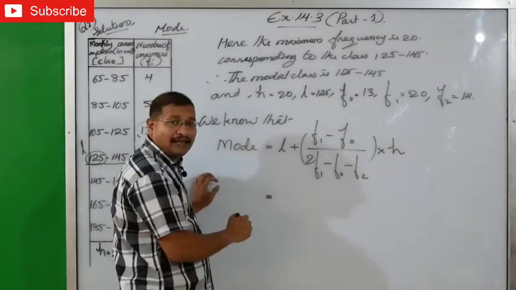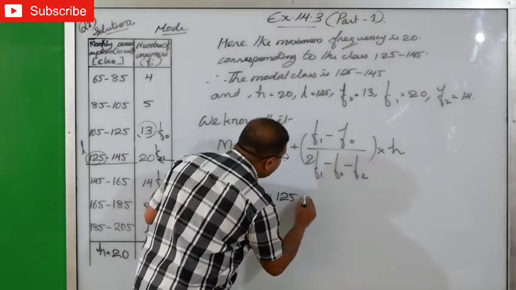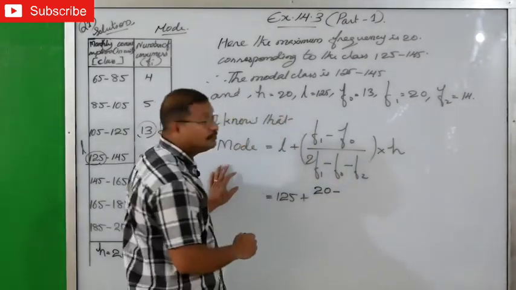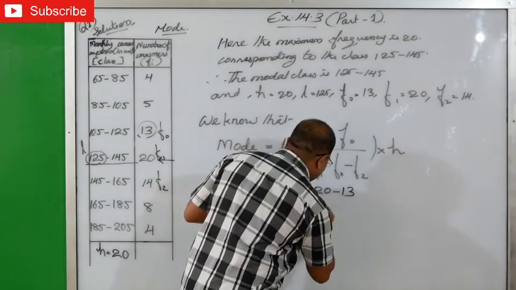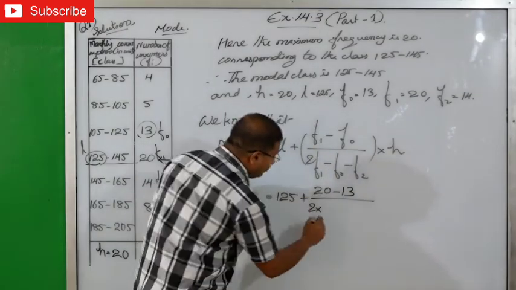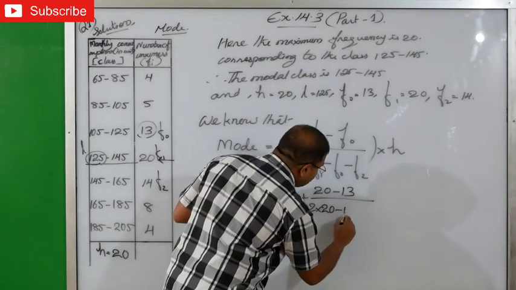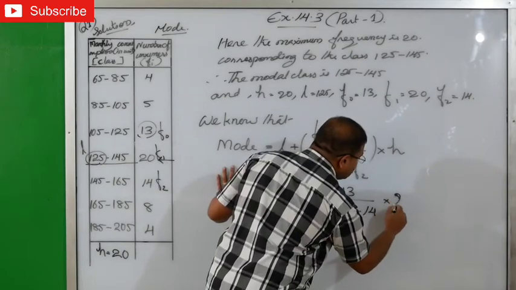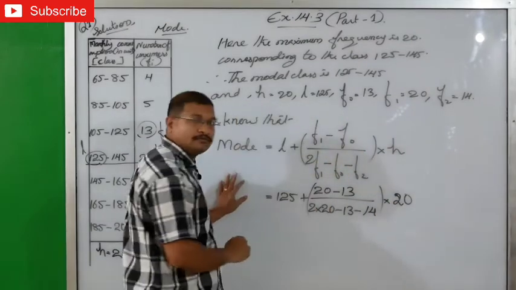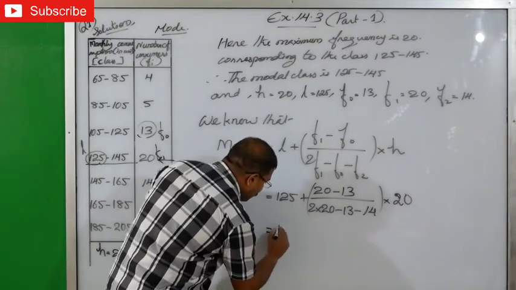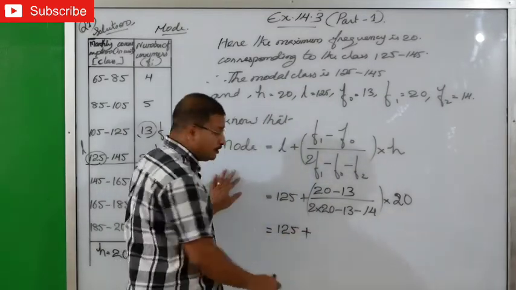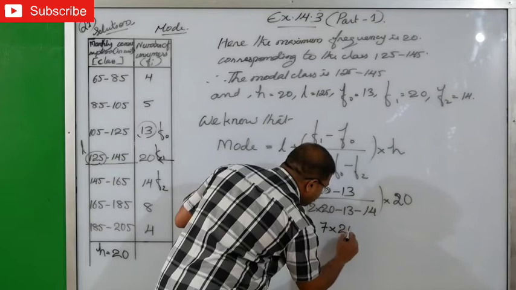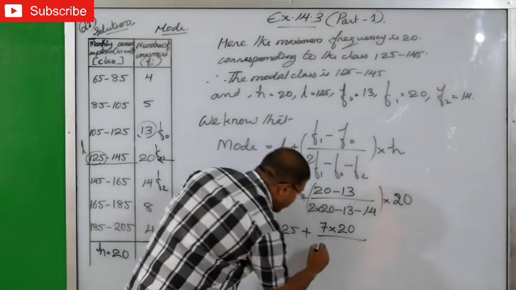Equals, what is the value of L? 125 plus, F1 is 20, minus F0 13, divided by 2 into, what is the value of F1? 20, minus F0 13, minus F2 14, into H, which is 20. Ready? This equals 125 plus 20 minus 13, that is 7. 7 into this 20 you can write in the numerator, divided by 2 20s are 40.